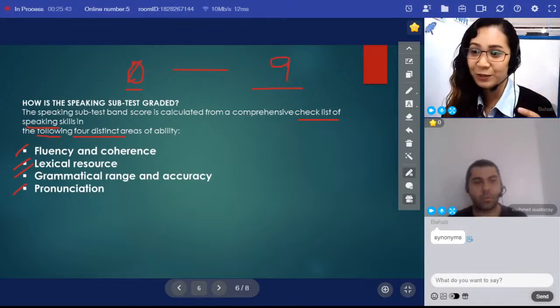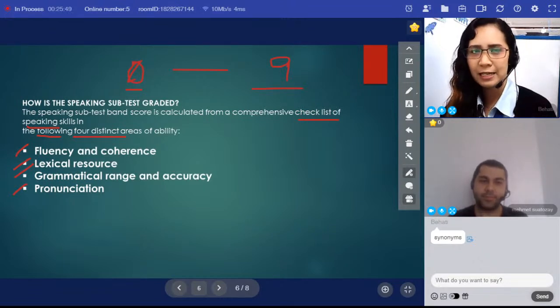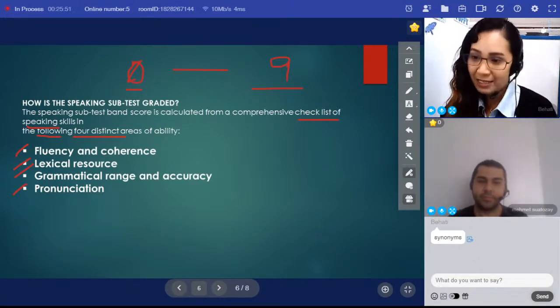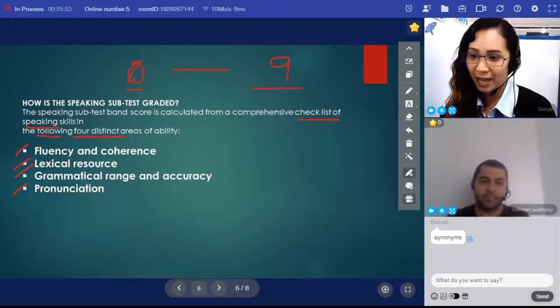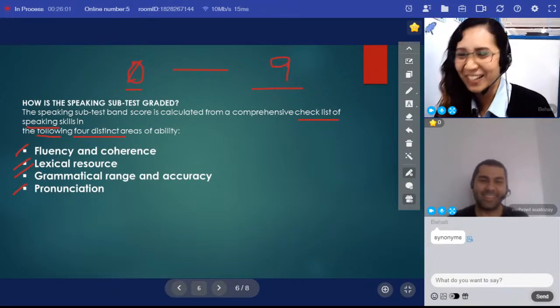All you need to do is to answer in complete sentences with reasons if you can, with examples if you can, and high level vocabulary if you can. Yeah. I understand.